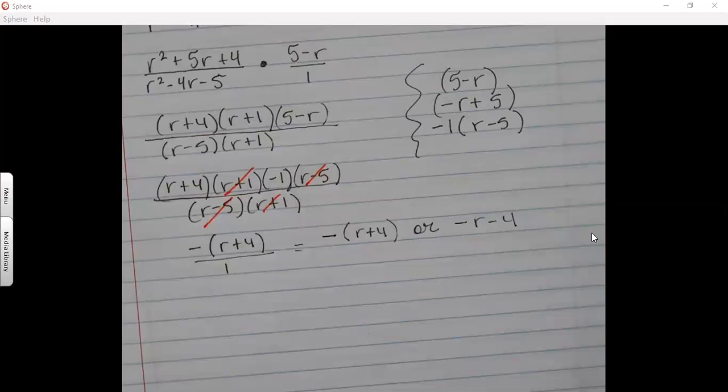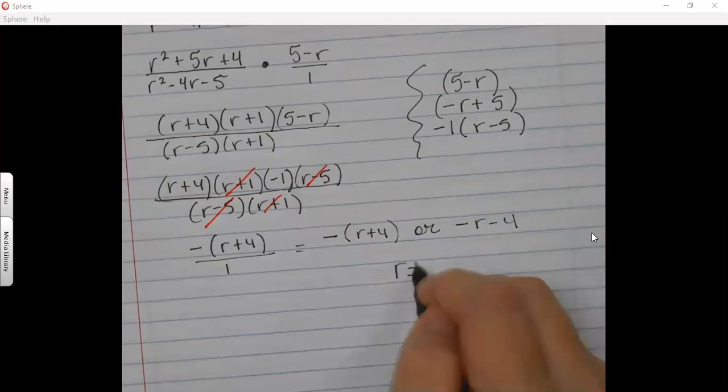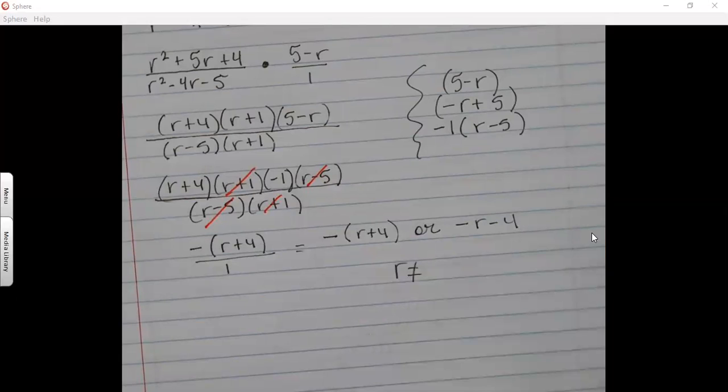So excluded values, r cannot equal. Remember the 5 minus r was at one time in the denominator. So for 5 minus r, what would r have to be to give me a 0? 5. That's 5 minus 5, 0. So we know r cannot equal 5.